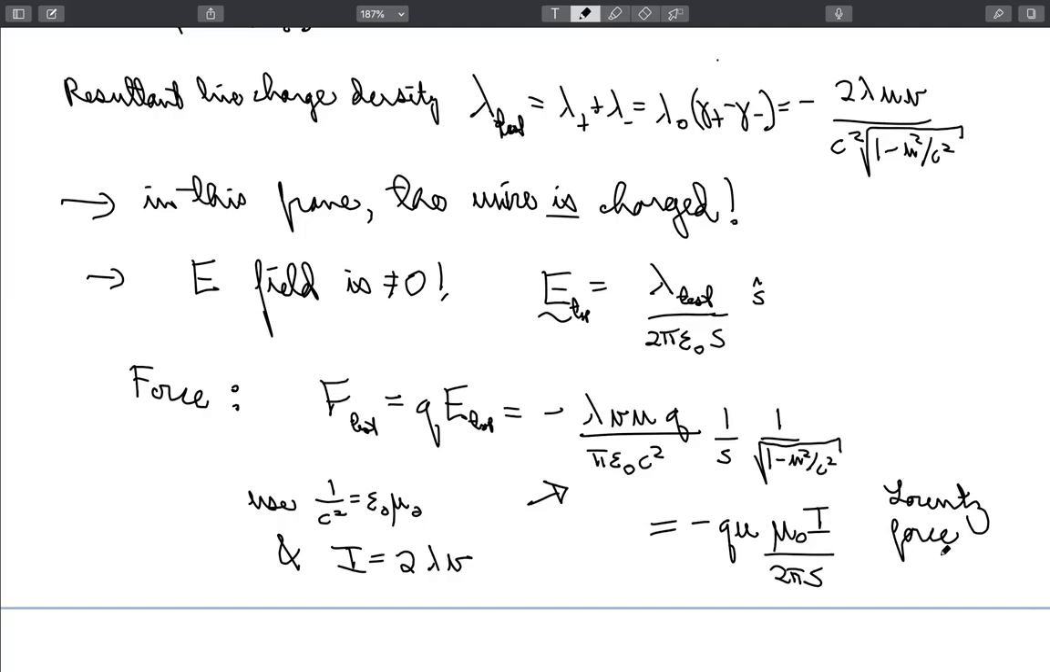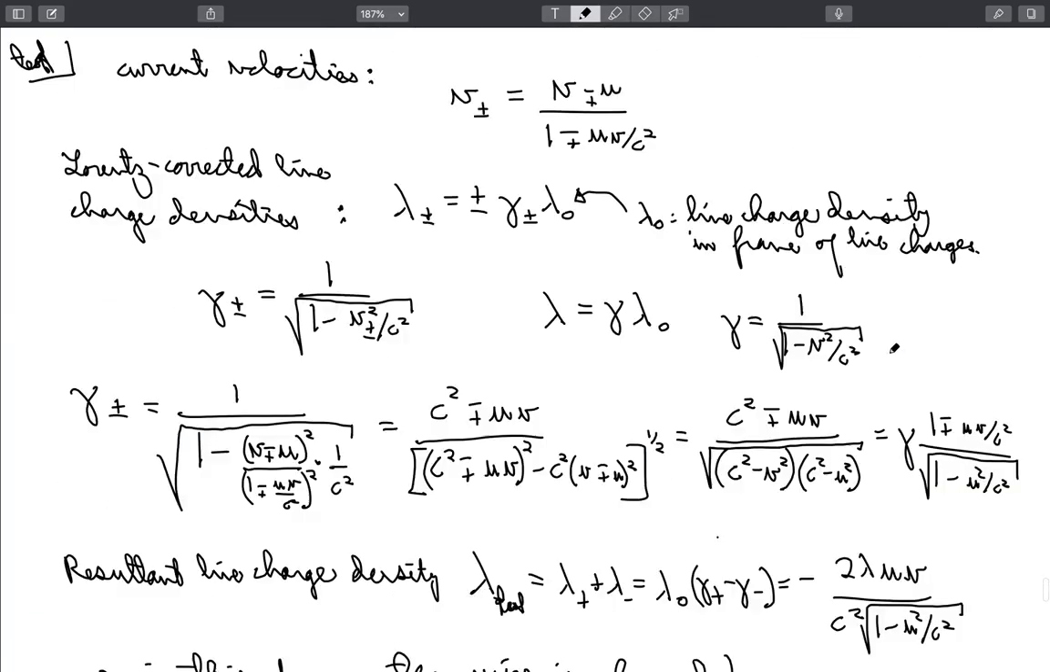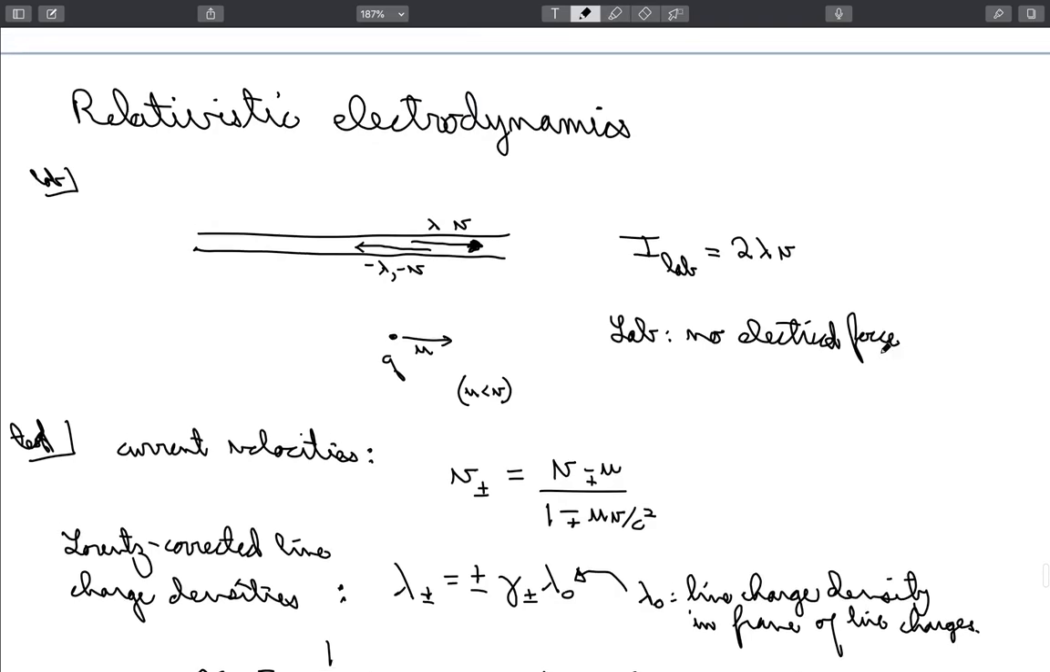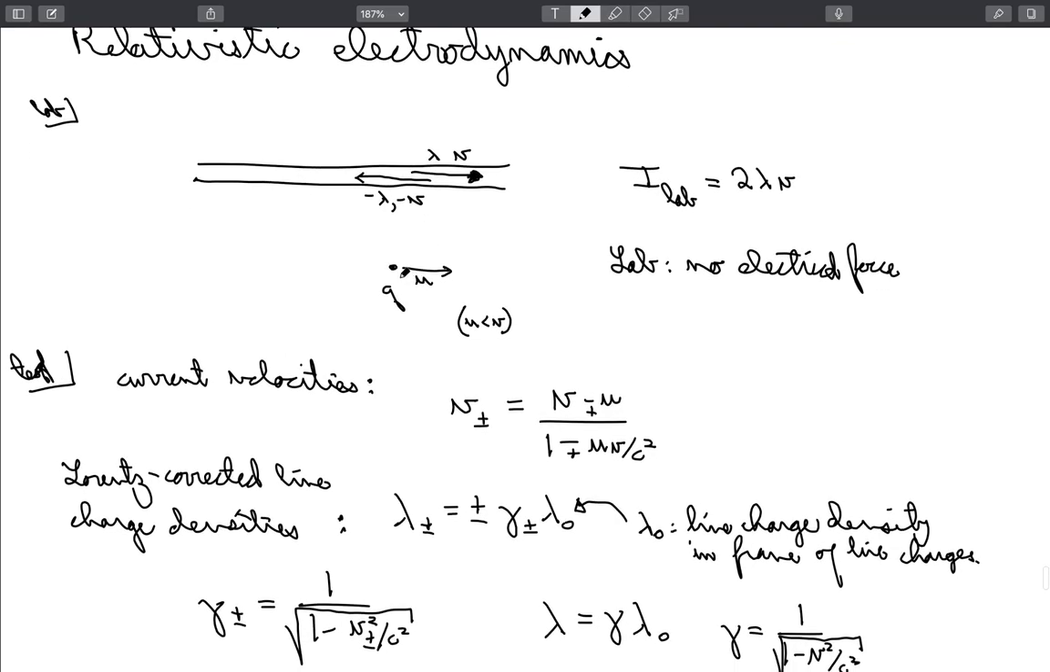Okay, so this is the kind of magic that you can operate with a very simple look at the effects of Lorentz contractions on your system. And this is really quite interesting because in one frame, I emphasize, there was no electrical force. But then in the other frame, when some moving observer looks at the same situation, there is an electrical force.